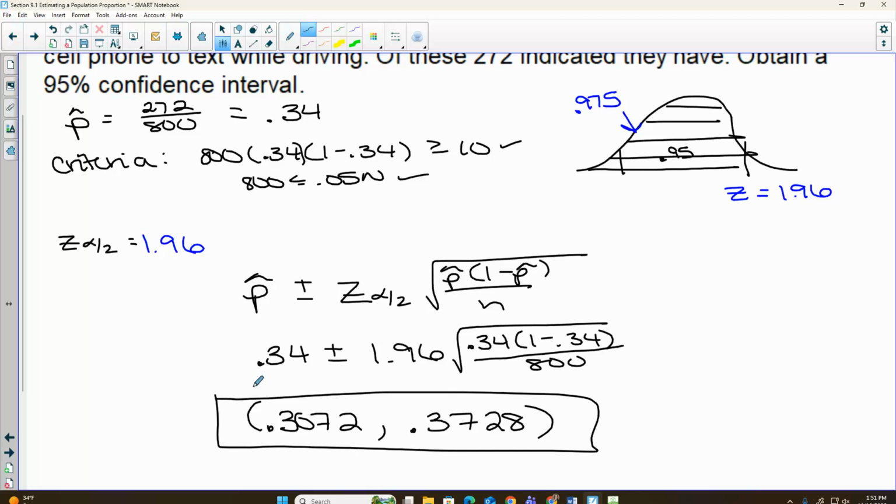So what that means is we are 95% confident the proportion of 16 to 17-year-olds who text while driving is between 0.3072 and 0.3728. So with a confidence interval, we're getting a range of values.